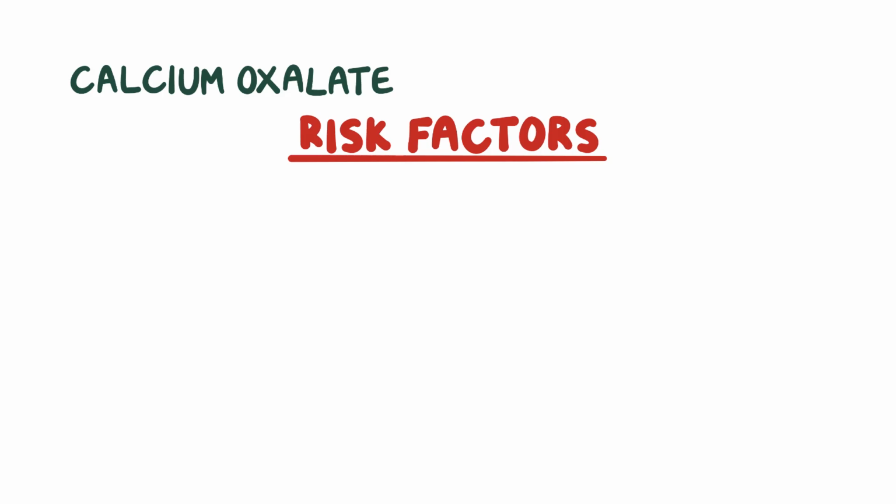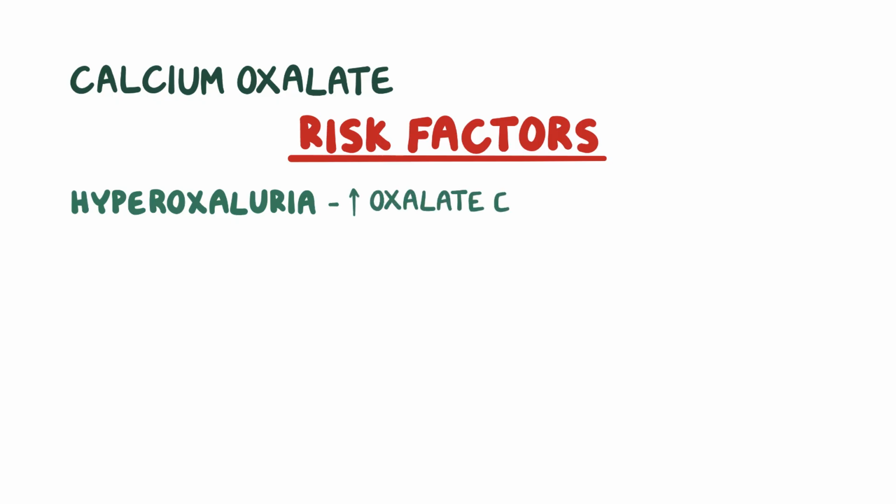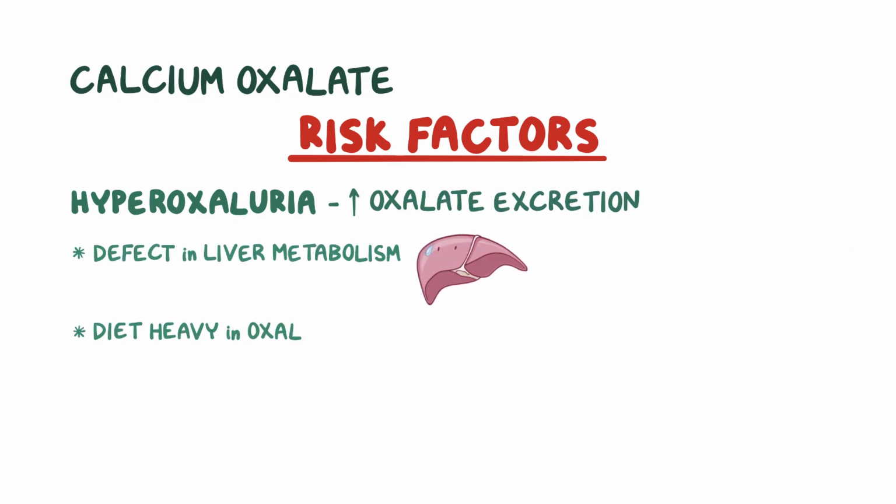For the calcium oxalate stones, hyperoxaluria is a risk factor as well, and it can be due to a genetic defect that increases oxalate excretion, a defect in liver metabolism, or a diet heavy in oxalate-rich foods like rhubarb, spinach, chocolate, nuts, and beer.